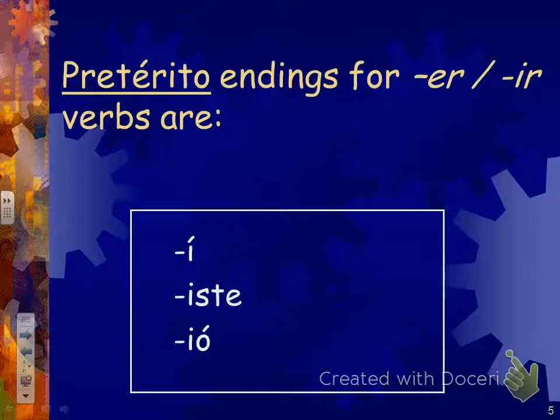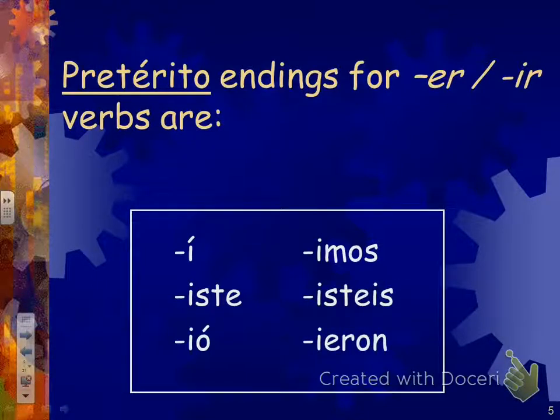All right, well, we're fixing to move to the other side of the square. Okay, what do you think the nosotros would be? Probably imos. Yeah, imos. And then, don't worry about the nosotros. And then, ellos, ellas, ustedes, ieron.